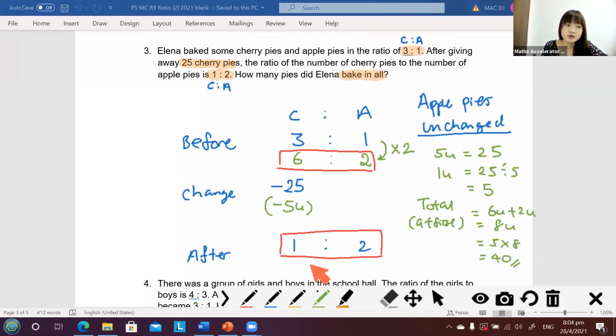Some of you might have done it a different way. Maybe you look at after first, which is 3 units. After you find your 3 units, just remember to add back the 25 that you removed, because that will also get you 40. Because these cherry pies were also baked by Elena. You give away doesn't mean she didn't bake it, so you must look at which way you're doing. If you're doing the after first, add back the 25.